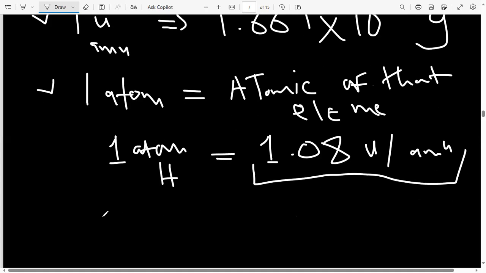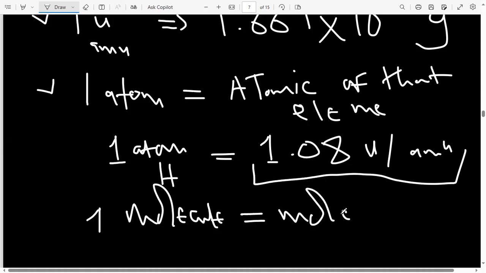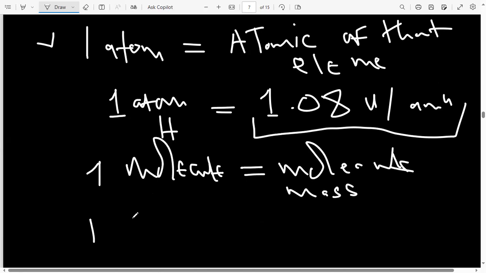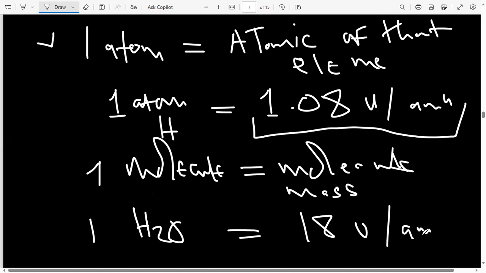Or if you are in terms of molecules, you say one molecule is equal to the molecular mass of that molecule. So if I have one molecule of water, it means this is just going to be equal to 18 U, or AMU. Okay, so these are the relationships that you have to take note of.